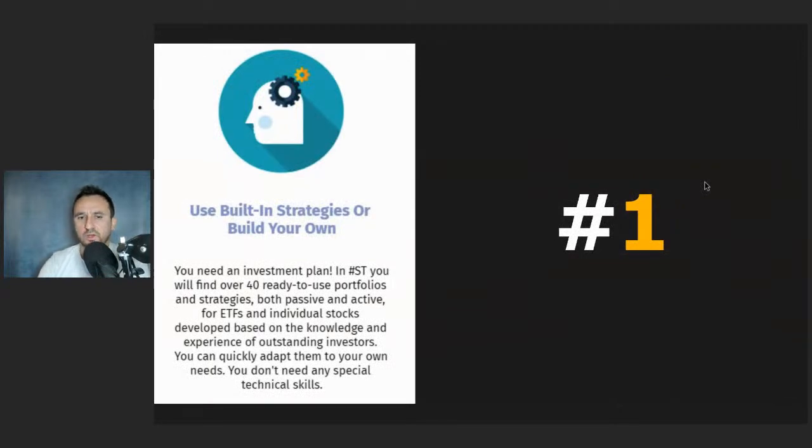And how System Trader software can help you. First of all, in the System Trader software, you don't have to reinvent the wheel, because when you open it, and I will show you that later, you can see built-in strategies which are already there. So you can just use them if you want to. Of course, you can also build your own, but there are for now over 40 ready-to-use portfolios and strategies, both passive and active.